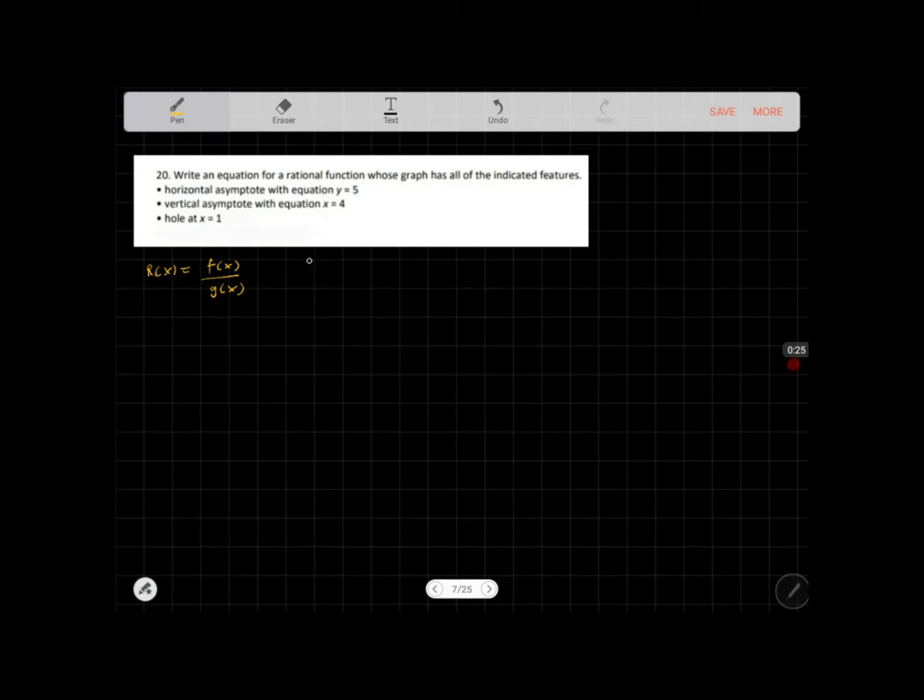Now, a hole will occur when the rational function is equal to 0 over 0, and that's going to occur when you have the same factor. So we know that the hole occurs at x is equal to 1, so your rational function should have x minus 1 on your numerator and x minus 1 on your denominator. That way, if you do plug in 1 here, you get 0 over 0, and this creates an indeterminate state, and this is one of the hallmark features of a hole.